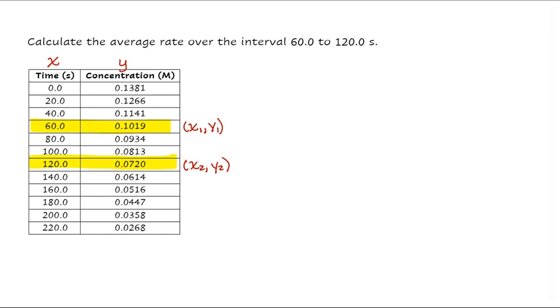Now we'll write out the equation. It's really not a waste of time to do this to make sure that you get, again, the right values in the right places. So rate is going to be negative m, and our slope is y2 minus y1 over x2 minus x1. One of the most common mistakes here is to forget the negative sign.